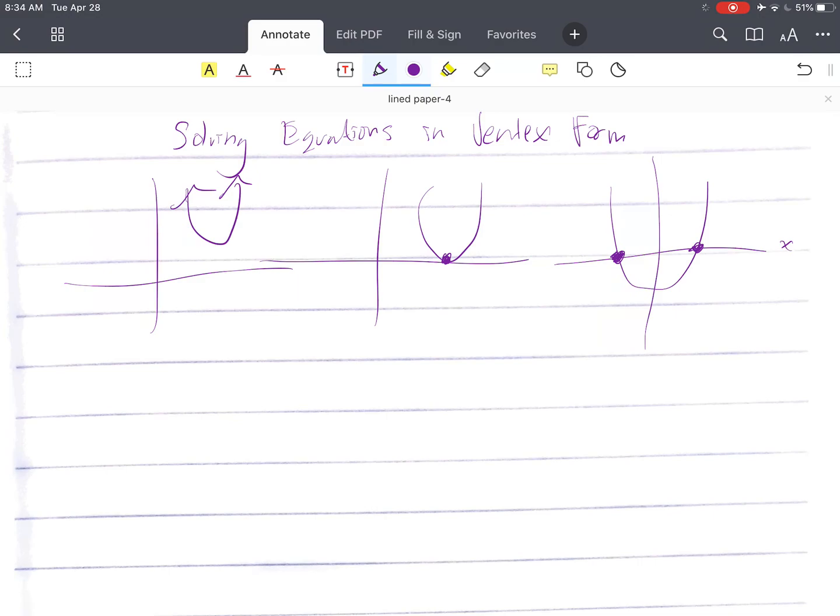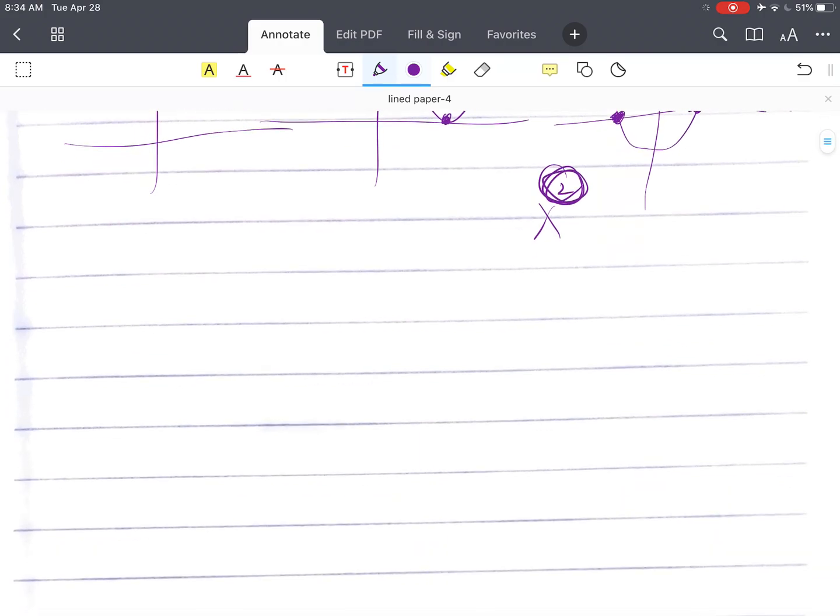So it wouldn't have solutions, meaning there's no x value that can make the equation equal to 0. Now, if you're wondering if it's possible for it to cross 3 times, no. A quadratic can only cross a maximum of 2 times.